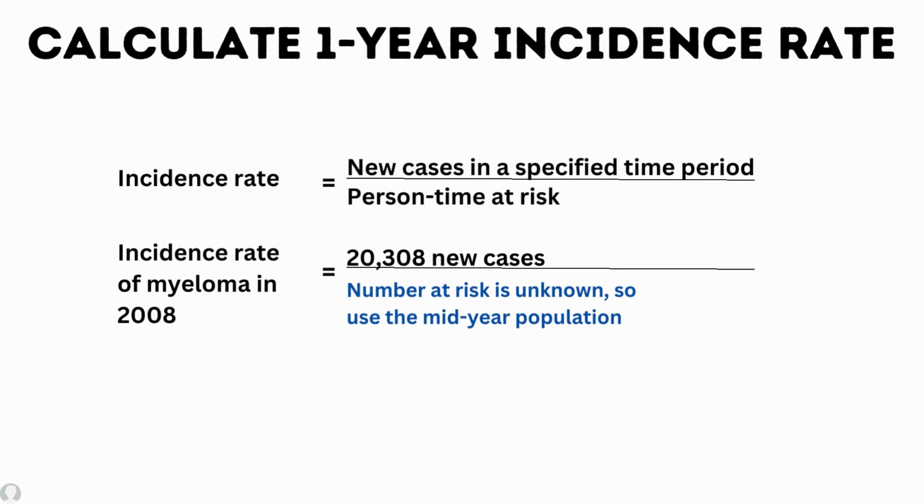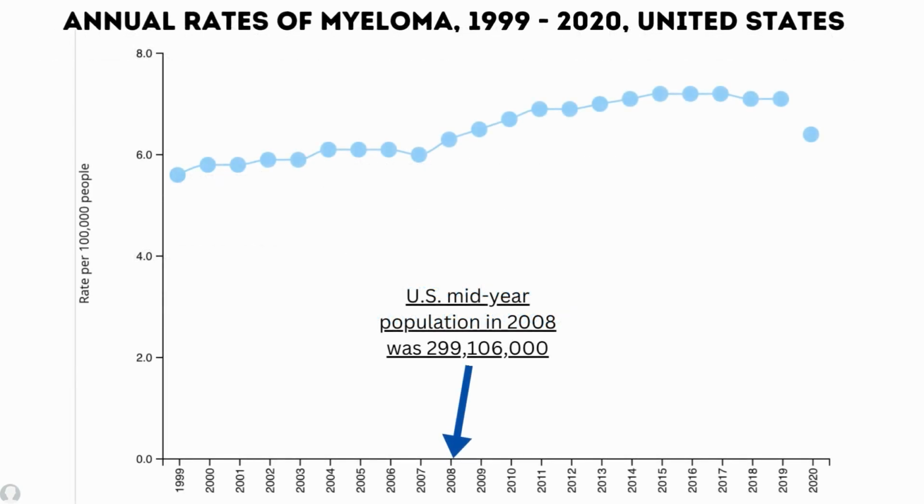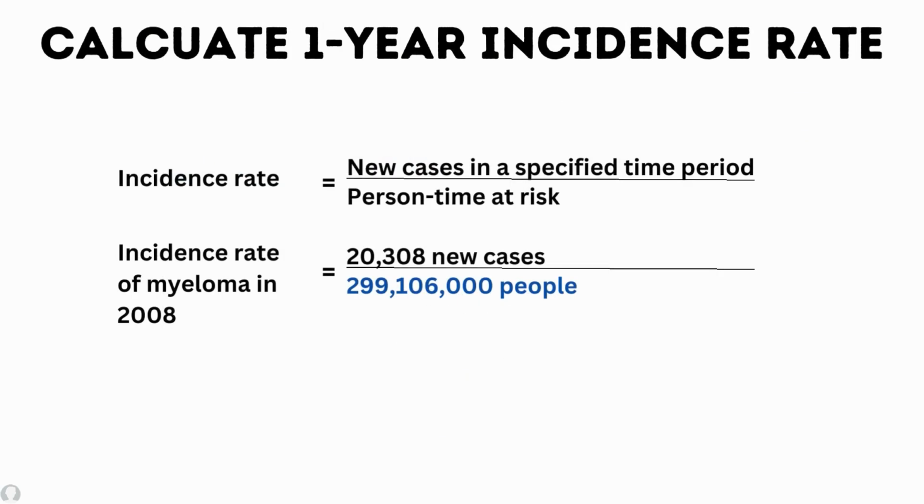When dealing with large populations like a county or even a state, the number at risk is unknown, so we use the mid-year population as the denominator. The mid-year population of the United States in 2008 was 299,106,000. This number comes from the Census Bureau. If you'd like, you can follow the link and download Table 1 to see where that number came from. We can plug that number into our formula. Now we just need the time period, which is 1 year.